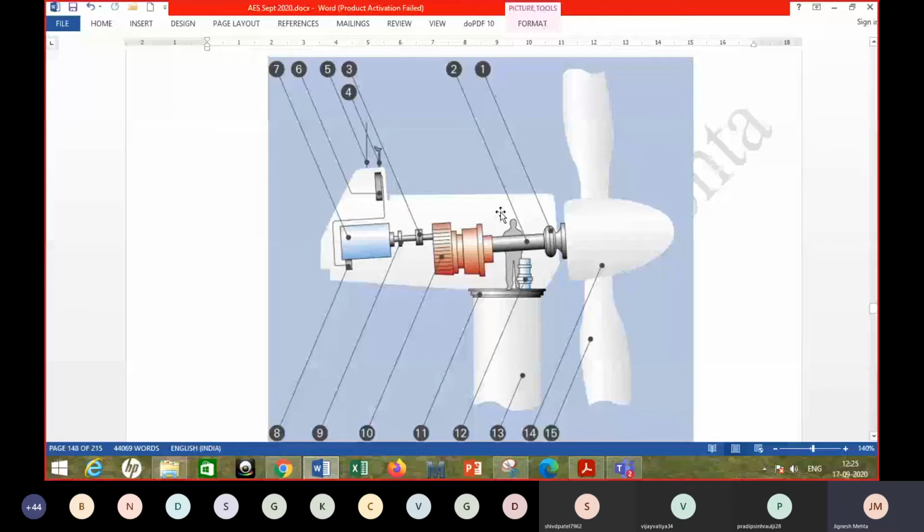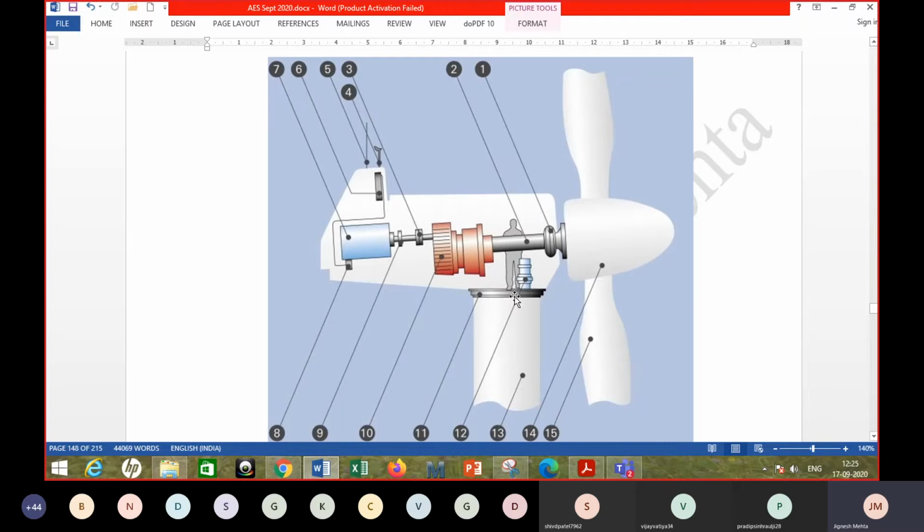And then here you see there is a ring, with the help of which you are able to rotate this whole part. This part, the outer cover, is called the nacelle. So this whole thing, the nacelle, can be rotated about the vertical axis of the tower. That rotation is called yawing, Y-A-W-I-N-G, yawing.